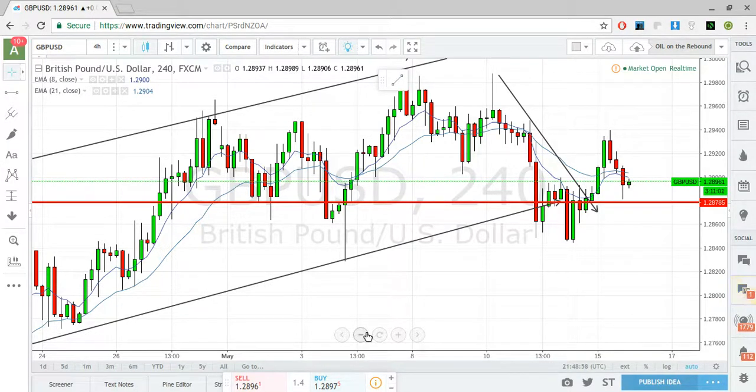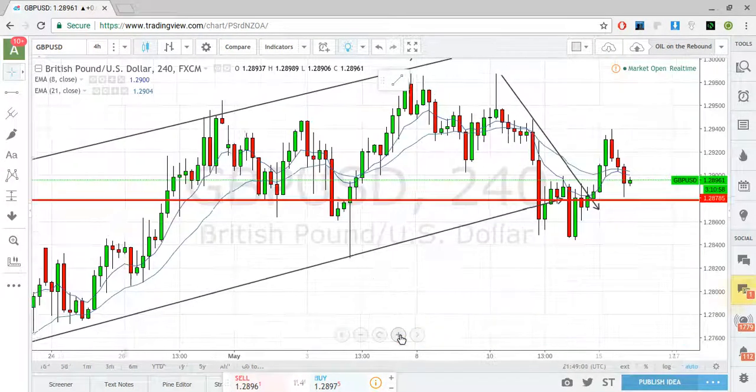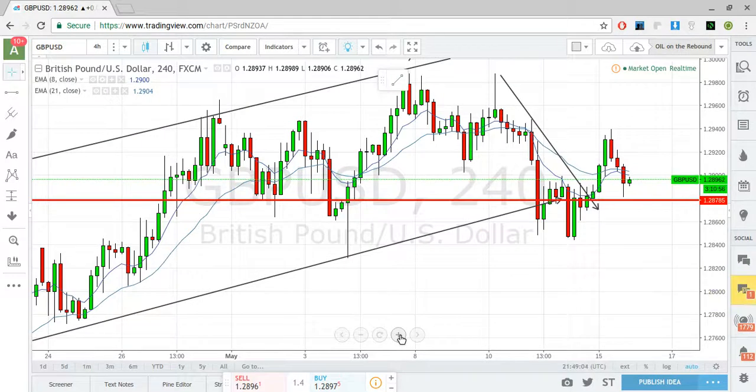At the end of the day, most retail traders are going to lose. So, all right, we held this area here because we had a false break of this trend line.